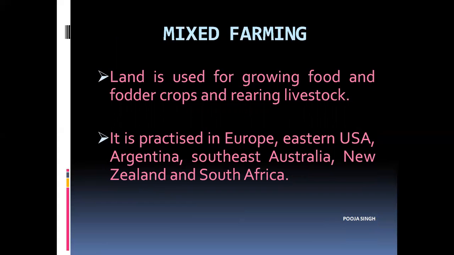Mixed farming. In mixed farming, the land is used for growing food and fodder crops and rearing livestock. It is practiced in Europe, Eastern USA, Argentina, Southeast Australia, New Zealand, and South Africa.